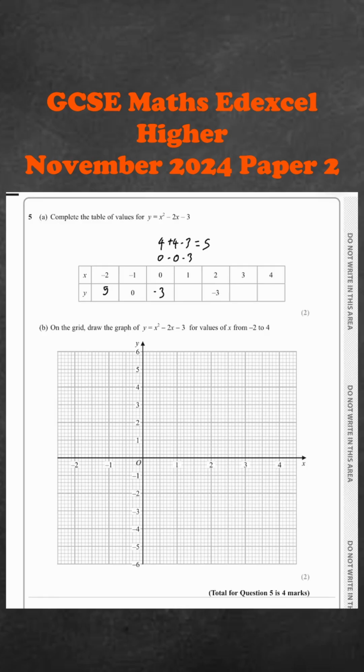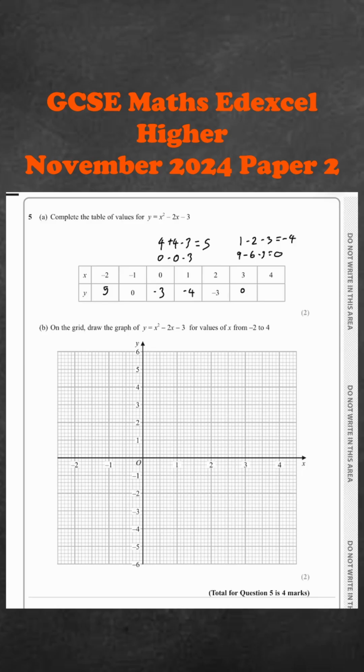When x is 1, we get 1 squared, which is 1, minus 2 lots of 1, which is 2, and minus 3, which is just going to be minus 4. When x is 3, we get 3 squared is 9, minus 2 times 3, which is 6, minus 3, which gives 0.